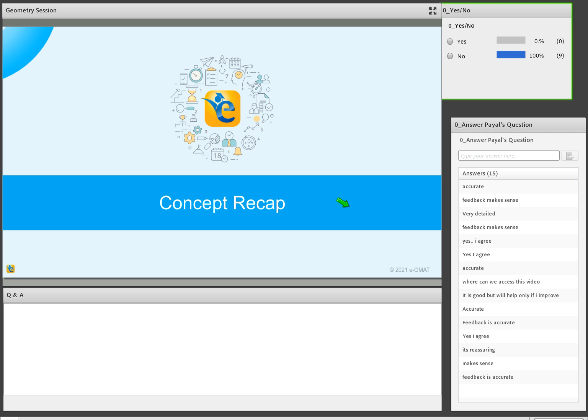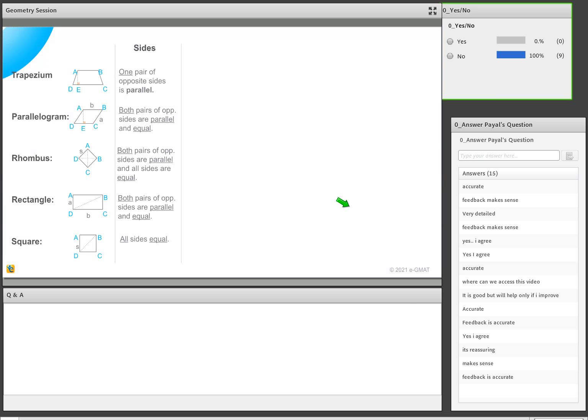Again, I'm not going to be teaching you these concepts because that's not the intent of this session. What I'm going to do is highlight certain concepts which will help you in solving the questions that you're going to see in this session. So I want you to look at this part over here, concepts pertaining to sides.